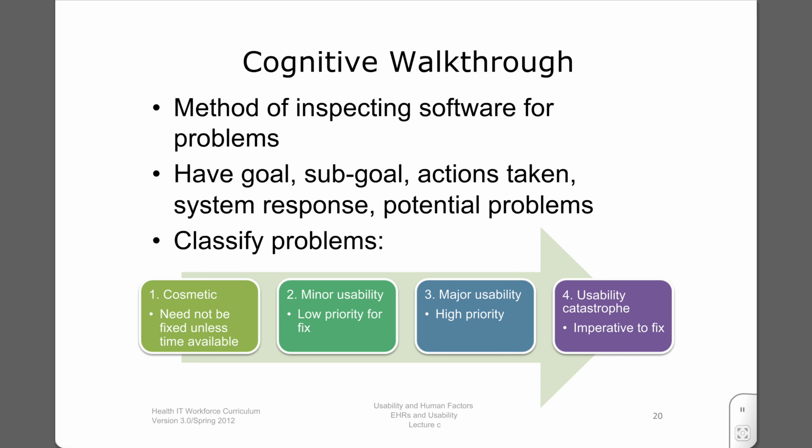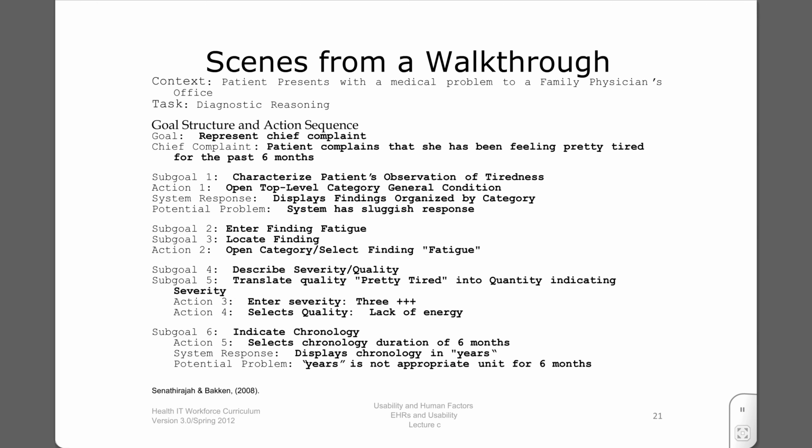For example, cosmetic problems are the least urgent, while problems that could create medical errors, crash the system, or other severe consequences would be the highest priority to fix. This is an example of a cognitive walkthrough transcript.